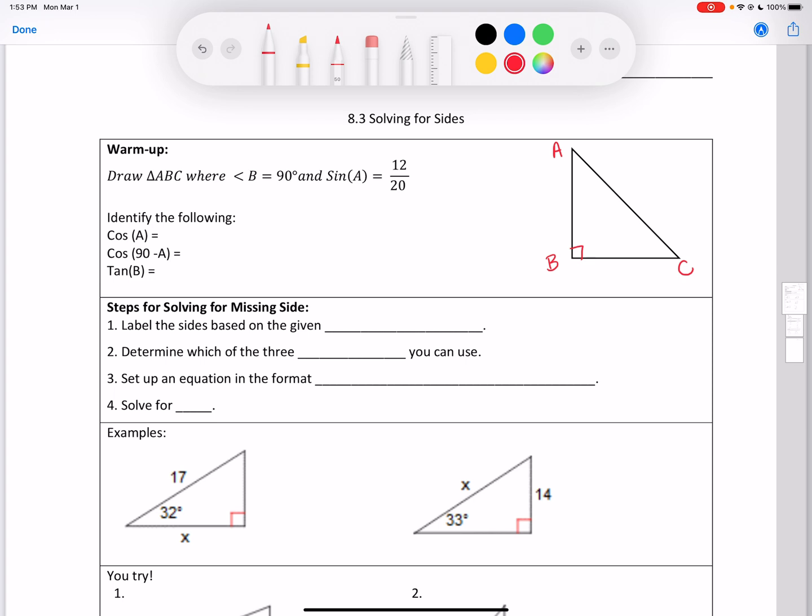So that means that 12 is the opposite and 20 is the hypotenuse. So just a reminder, we have SOHCAHTOA, so sine is the opposite over hypotenuse, cosine is adjacent over hypotenuse, and tangent is opposite over adjacent. So from sine A, as that's my reference angle, opposite of sine A would be 12, that's my opposite, and my hypotenuse directly across from the 90-degree angle would be my hypotenuse.